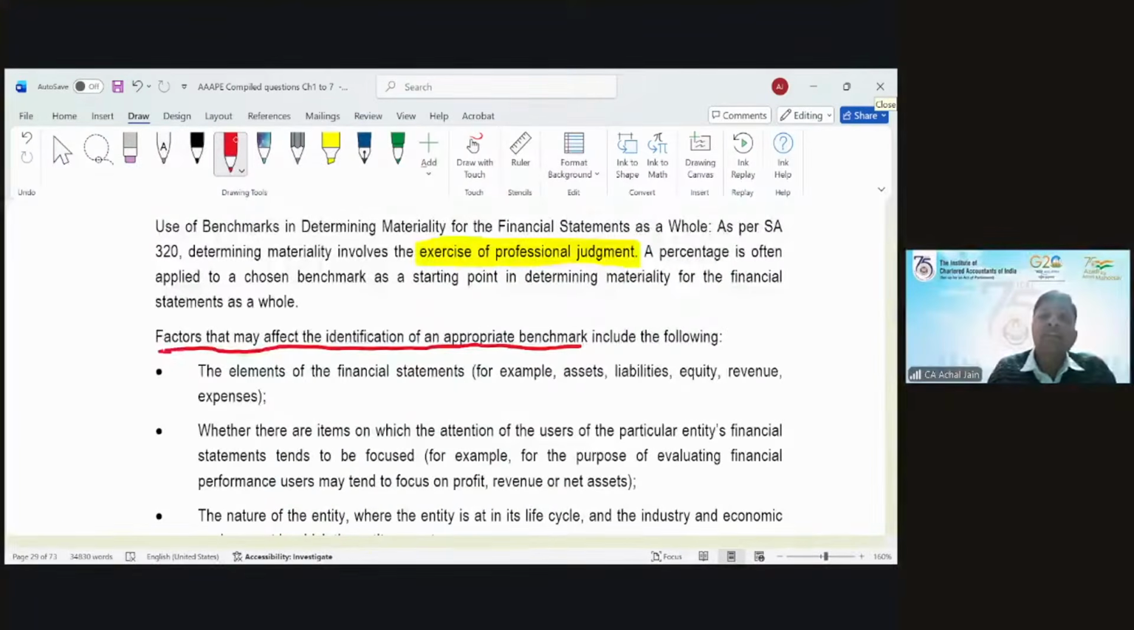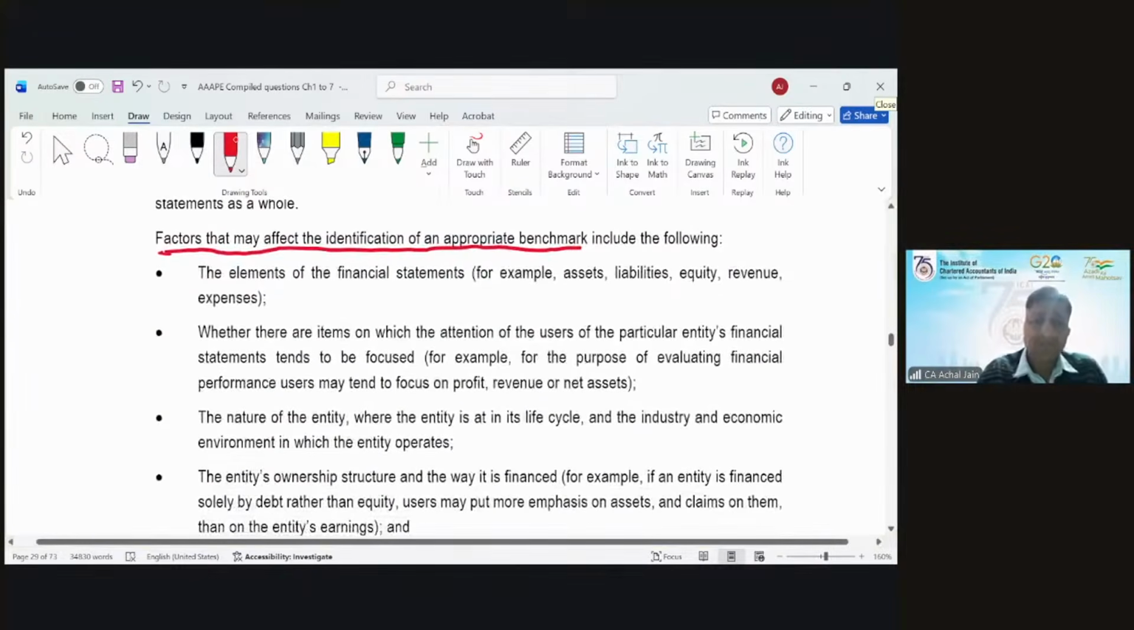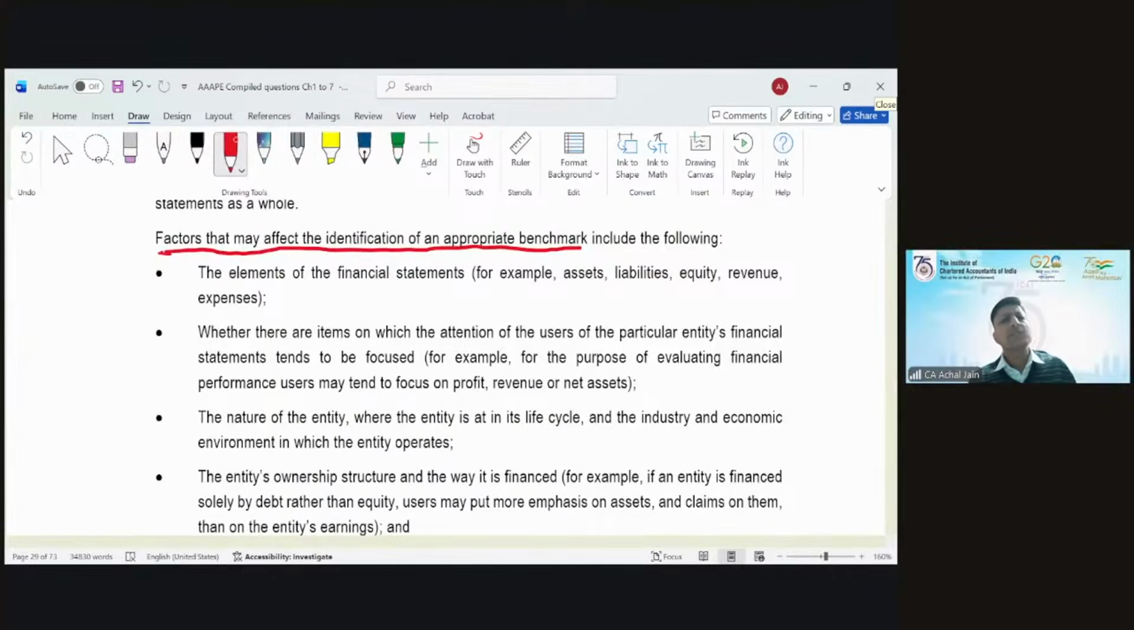One, elements of the financial statements. For example, assets, liabilities, equity, revenue, expenses, all of these you will consider in terms of their size, in terms of the amount involved. Whether there are items on which the attention of the users of a particular entity's financial statements tends to be focused. For example, for evaluating financial performance, users may tend to focus on profit, revenue, or net assets. Yes or no? So, what do you do in such a case?